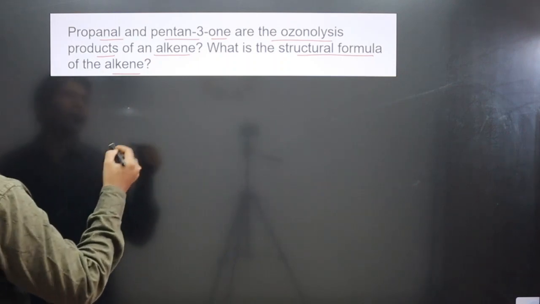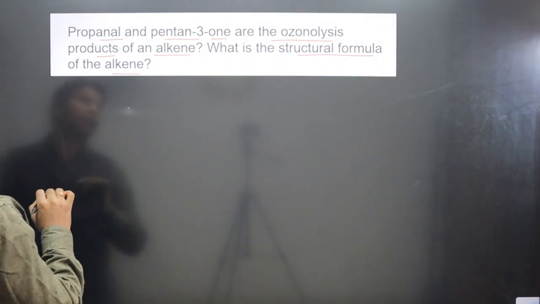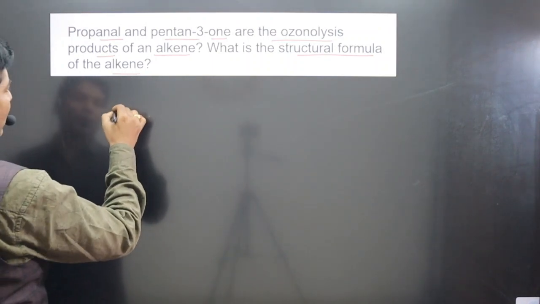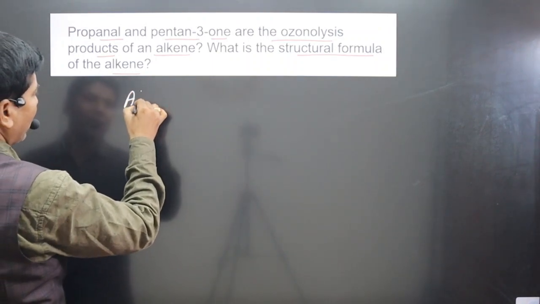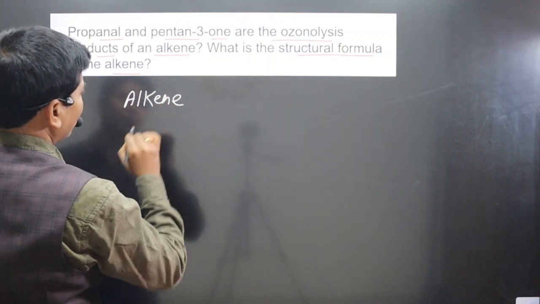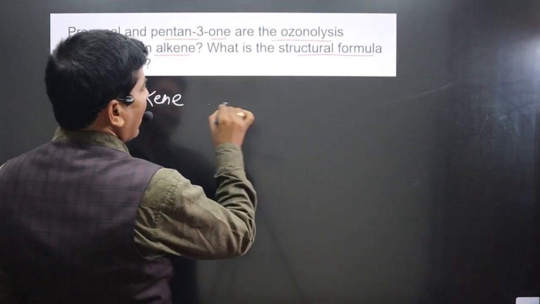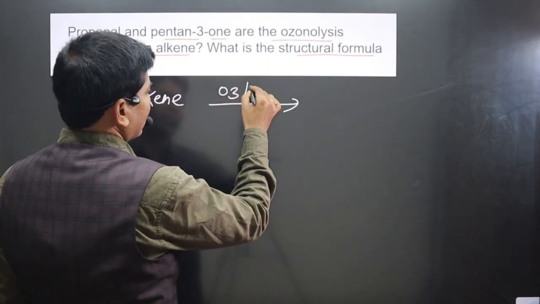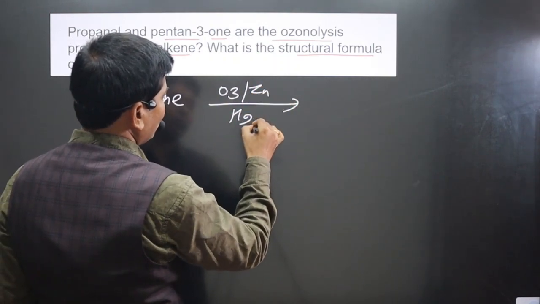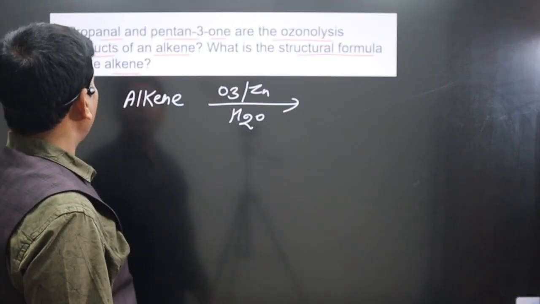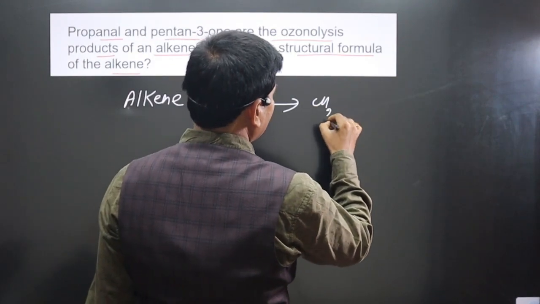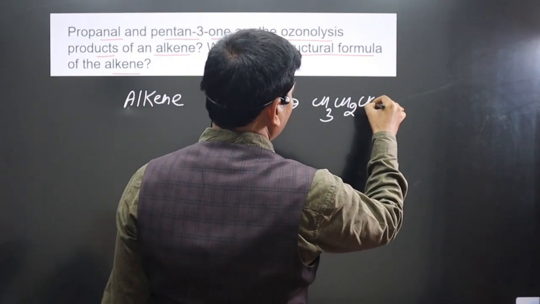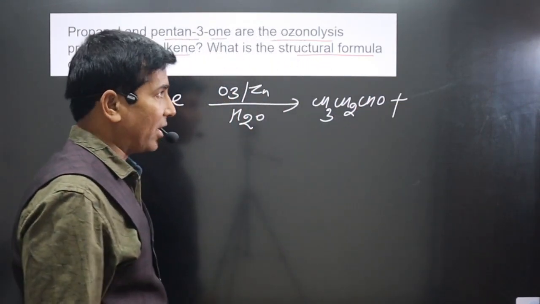The reactant is an alkene. Alkene means it has a double bond. It undergoes ozonolysis with Zn and H2O, and the products are propanal, whose chemical formula we can write as CH3CH2CHO, an aldehyde having 3 carbons.